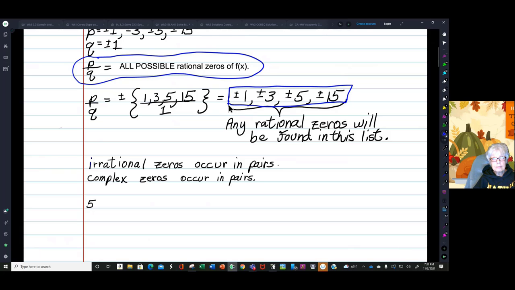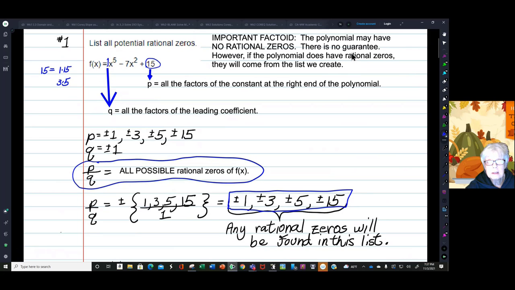Okay, now we're going to do 2 more problems. This example problem was pretty easy compared to what we're going to get. Okay.